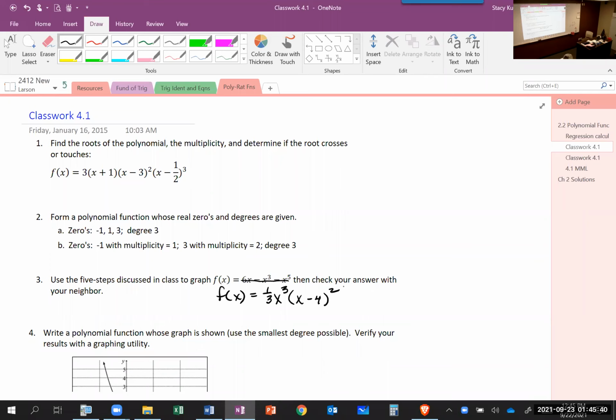Because you've set it equal to 0. If you take the square root of both sides. Here's the square root. It's just a pattern.